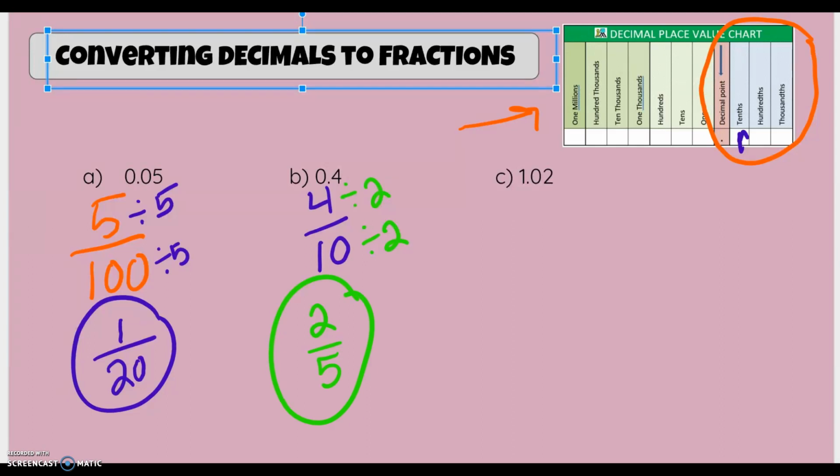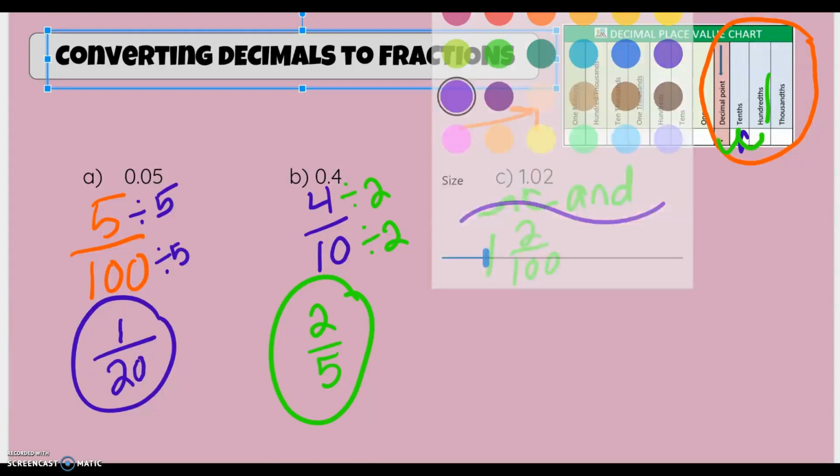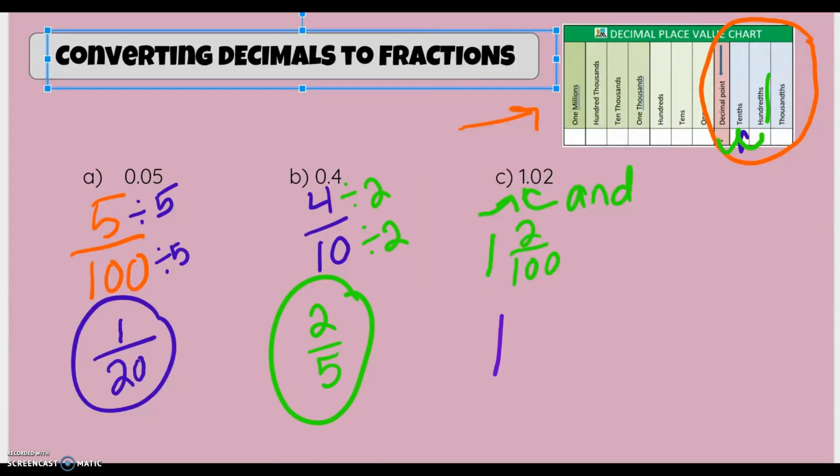Okay, C is a little bit different because we have a number in front of the decimal. So I read this as 1 and, we always read our decimal as and, then now I look at 2 decimal places to the right. So 2 decimal places is the hundredths place. So 1 and 2/100. So now when I'm simplifying my fraction, I can just leave this 1 out front, and I really am just looking at the fraction to see if I can reduce this.